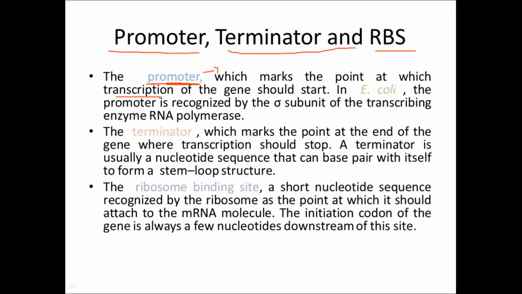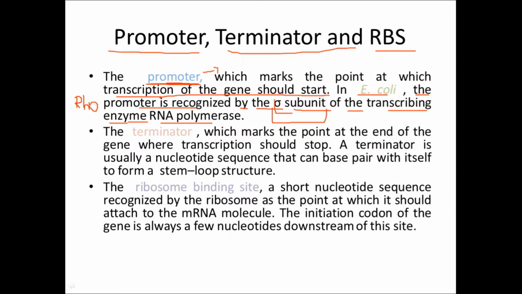In E. coli, the promoter is recognized by the sigma subunit of the transcribing enzyme RNA polymerase. You know prokaryotic transcription and translation very well, because the ma'am told you more information, so I am not going to tell it here. This subunit is called the sigma factor. The sigma factor initiates the transcription reaction, followed by RNA polymerase binding to the promoter sequence.